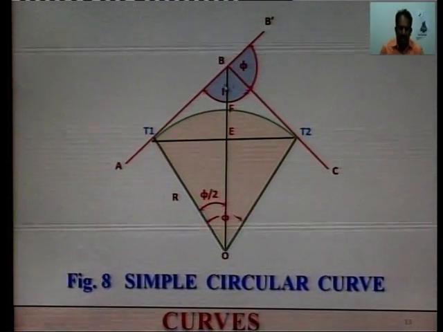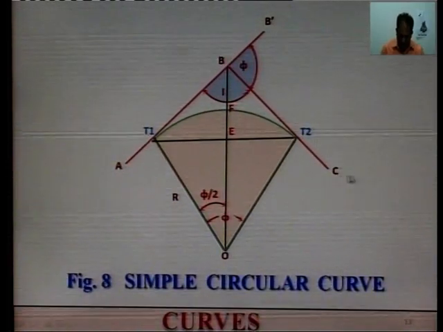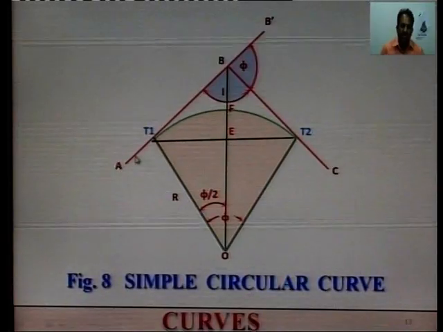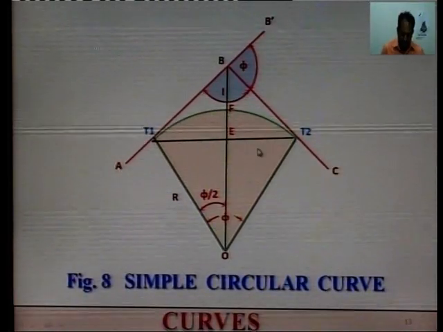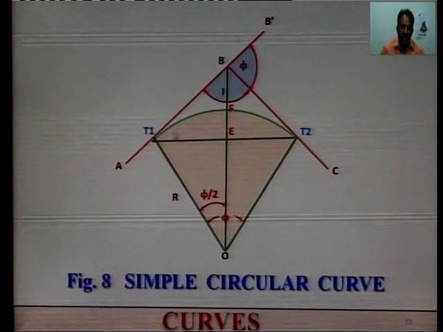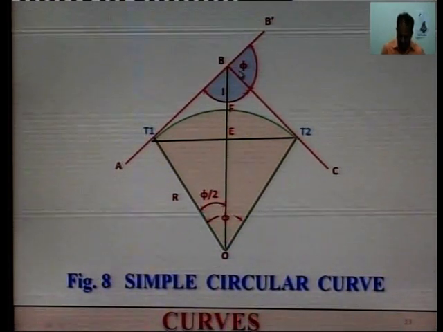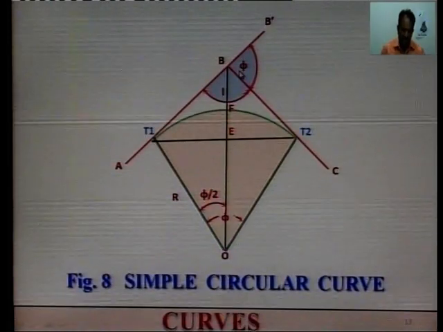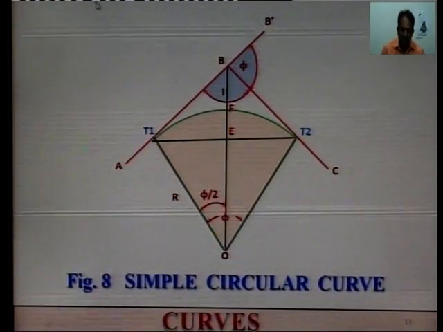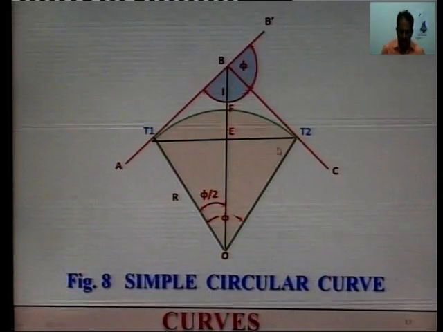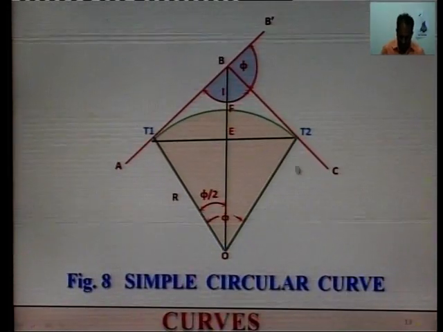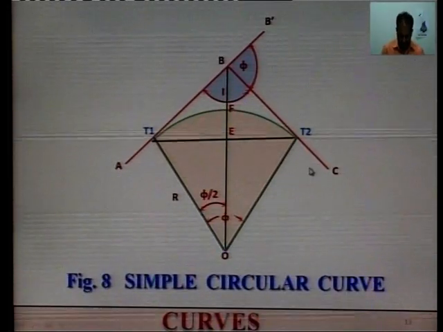The lines AB and BC are tangents to the curve. As I have just said, AB and BC are tangents to the curve. The line AB is called the first tangent or the rear tangent, and the line BC is called the second tangent or the forward tangent.